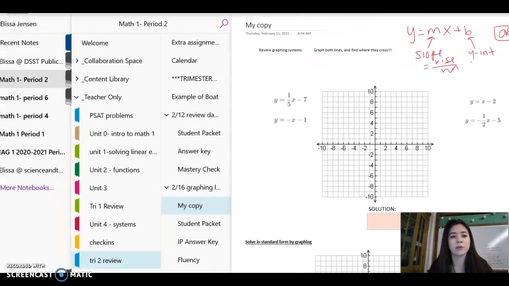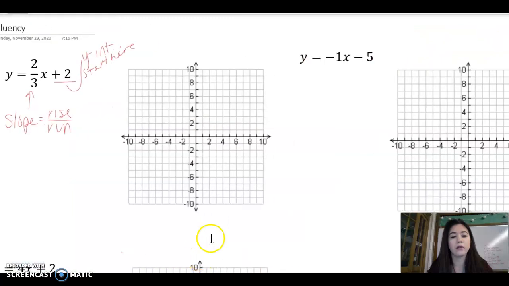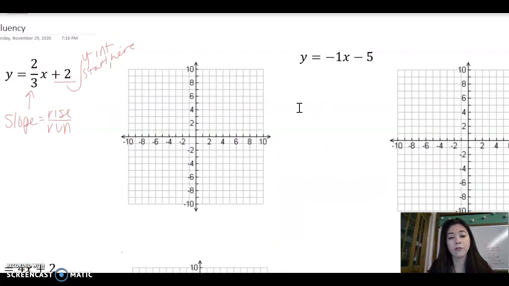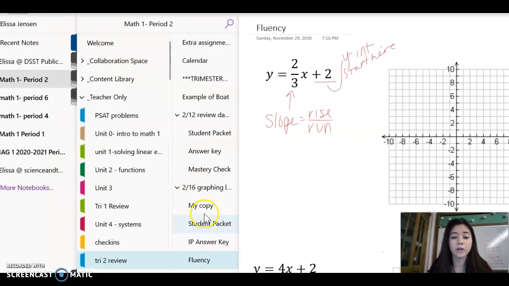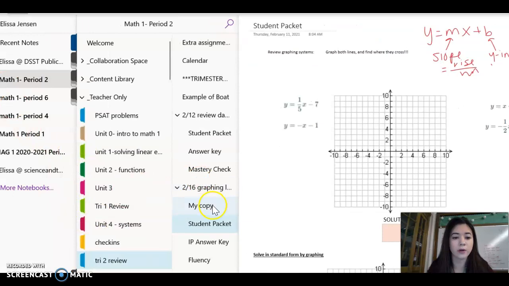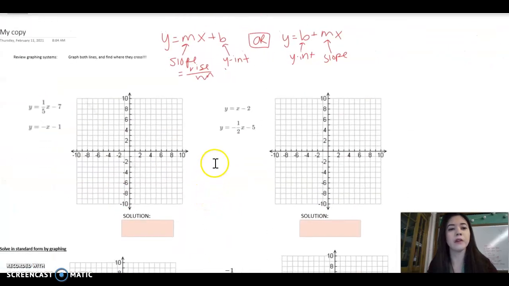And then there is a fluency activity as well. So if you feel like you need practice with this regular graphing, do that first, if you feel like this is too hard as we're going through it.